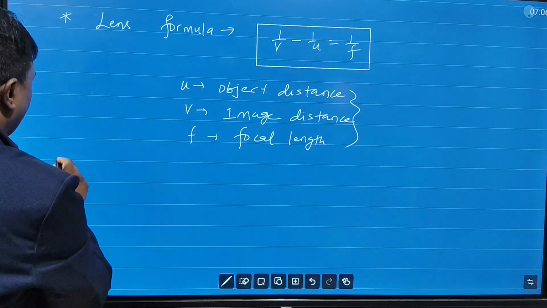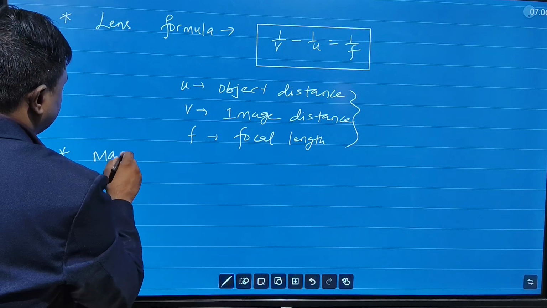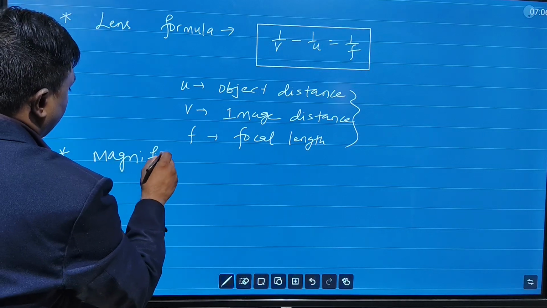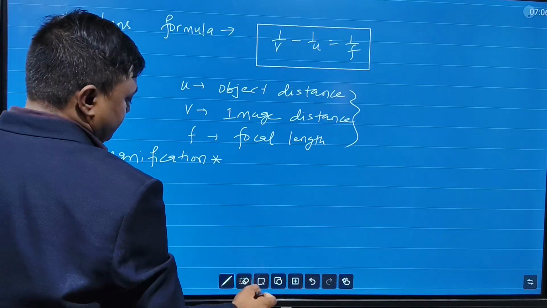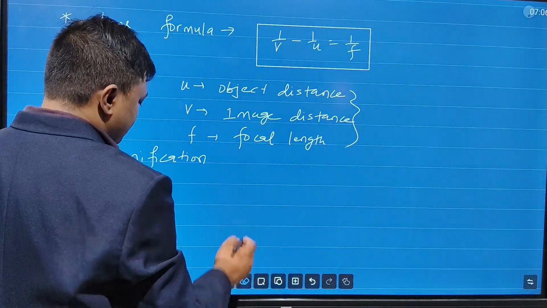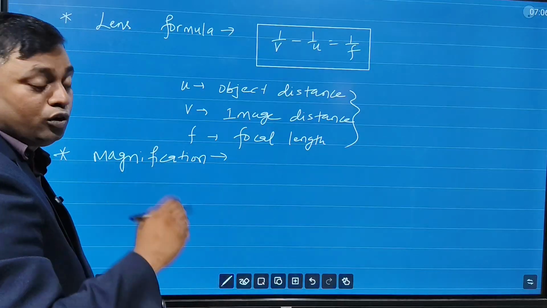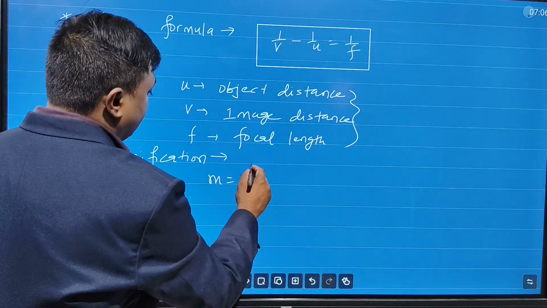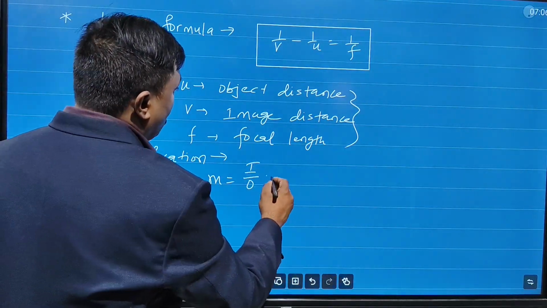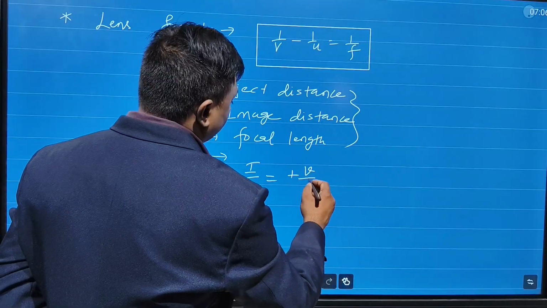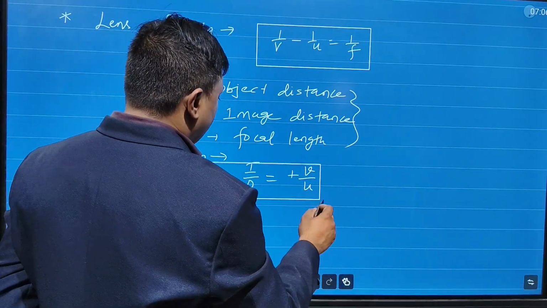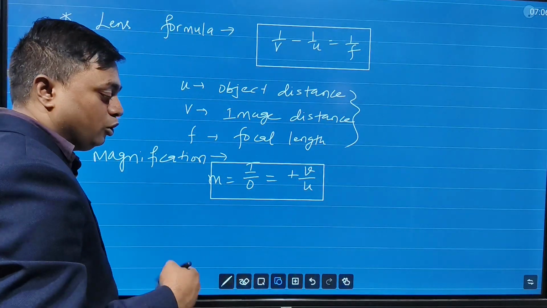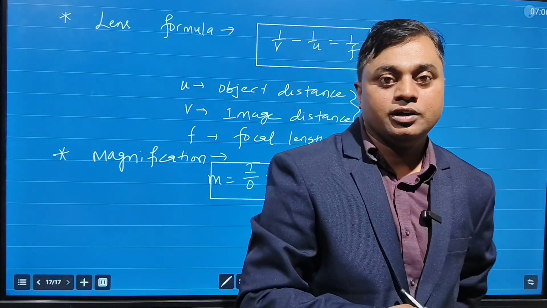We have another formula called the magnification of the lens. Magnification is the ratio of the height of the image to the height of the object, which is equal to v by u. Generally numericals are asked. From these concepts, we'll work out the numericals in the next video.